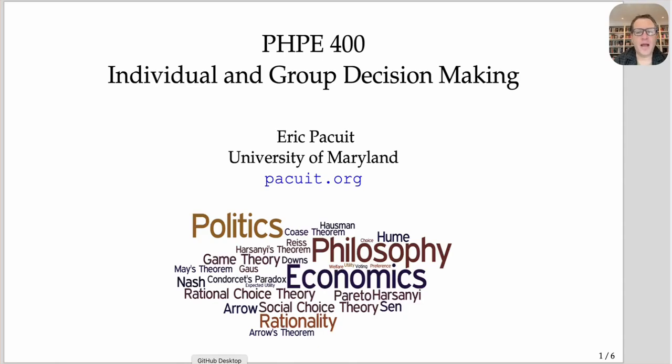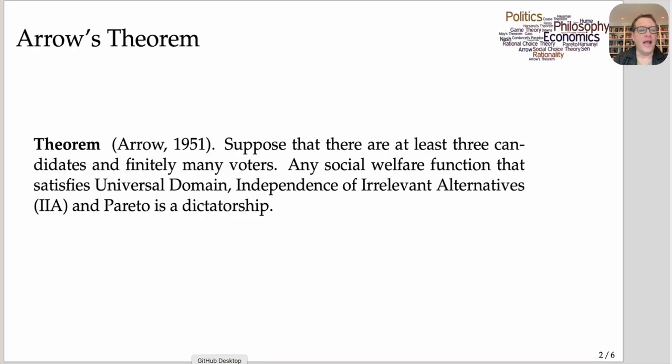Hi everyone. I'd like to give a short overview, essentially a sketch of what's going on when you try to prove Arrow's impossibility theorem. So as a reminder, Arrow's theorem says, suppose that there are at least 3 candidates and finitely many voters, and now consider any social welfare function.